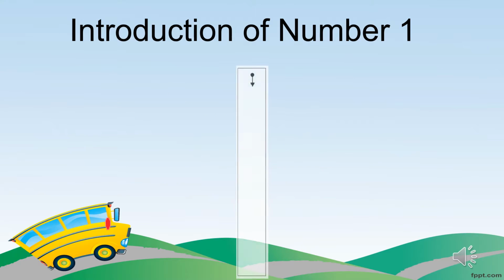This is number 1. Number 1 looks like a straight vertical line. Now let's learn more about number 1.